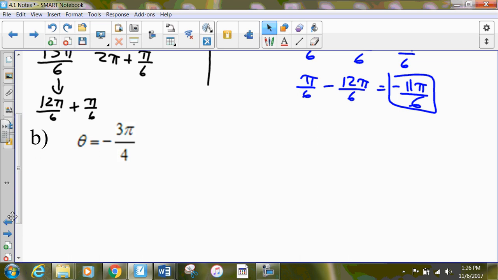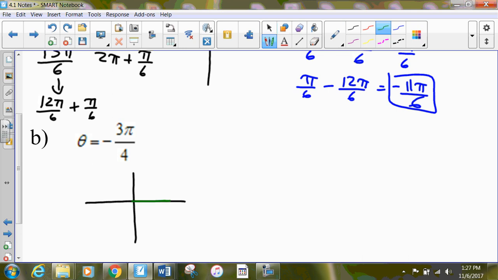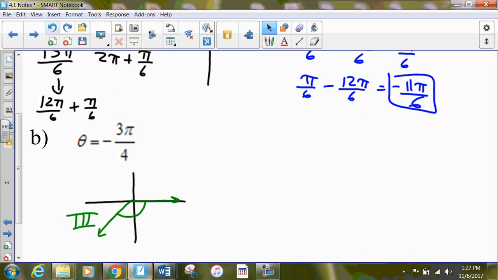All right, so now we're looking at negative 3 pi over 4. I'm going to sketch it real quickly. So my initial side is here. Negative 3/4 pi, if I went a negative pi, I would be right back here, right? But it's not negative pi. It is negative 3/4. So I just go 3/4. So it's going to be right here, in the third quadrant. And now we'll go ahead and do the coterminal angles.